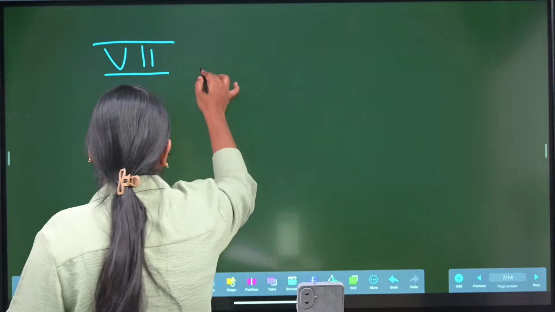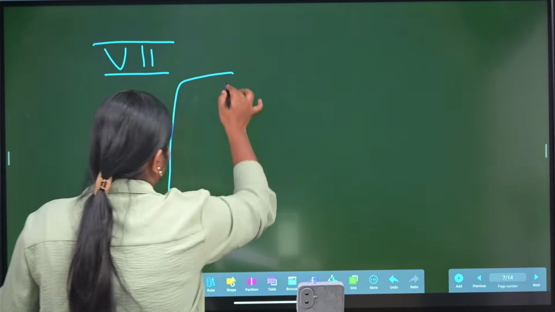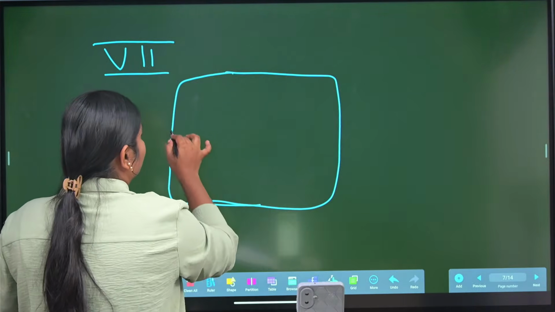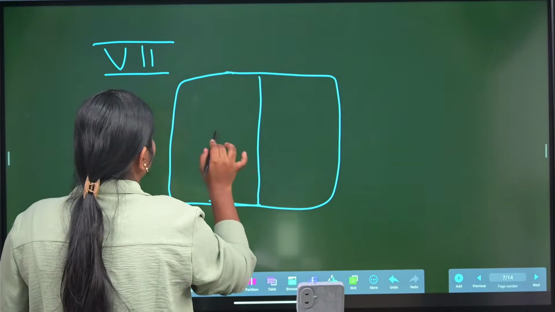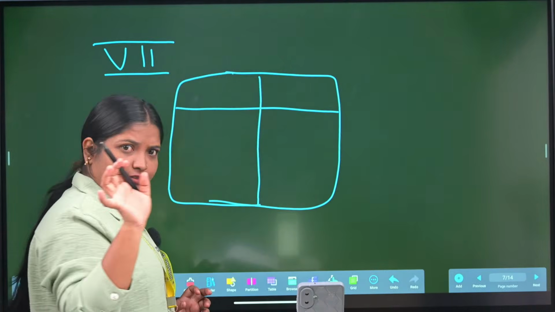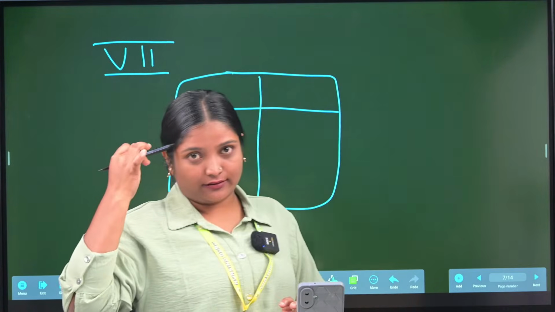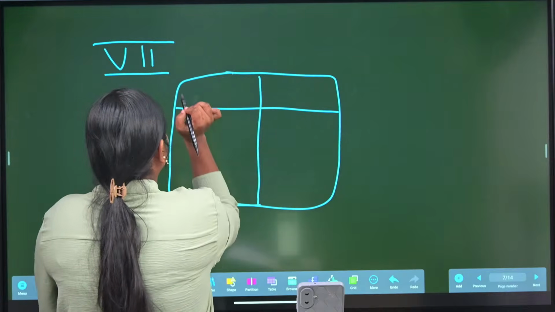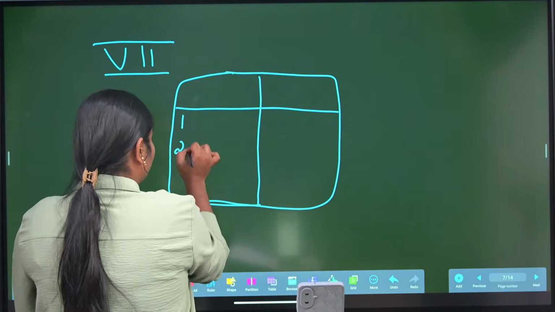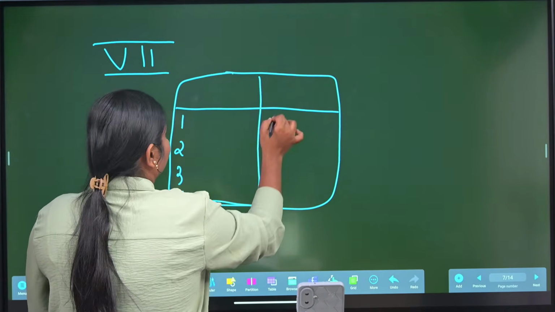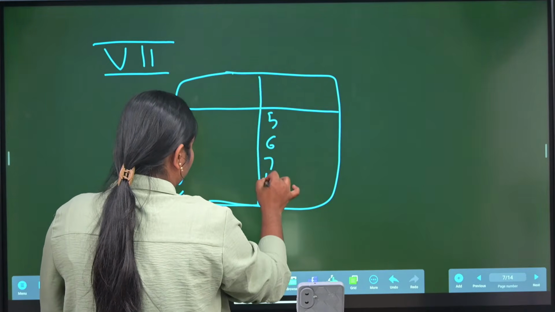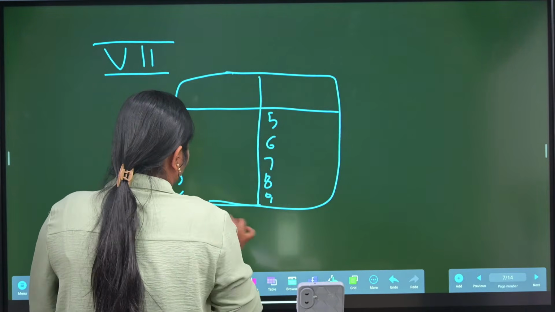This seventh column is there in your booklet. Only that much I will explain. More than that, nothing I am going to tell you, because it makes you confused. Listen, here 1, 2, 3, 4, 5, 6, 7, 8, 9, 10.